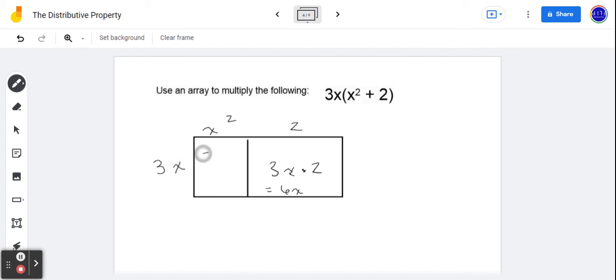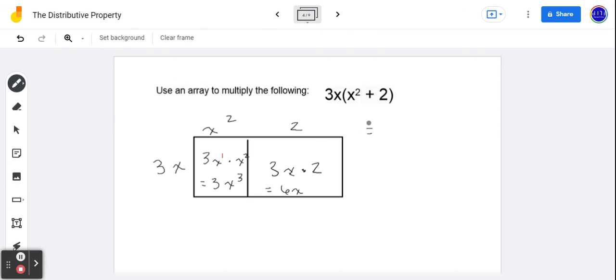Over here would be 3x multiplied by x squared. And again, if you like, you can put a 1 on this x here, and then according to the exponent laws, we would add those exponents. So 1 and 2, given the bases are the same, we'll add them up. That'll give us an x cubed. So we'd have 3 multiplied by x cubed.